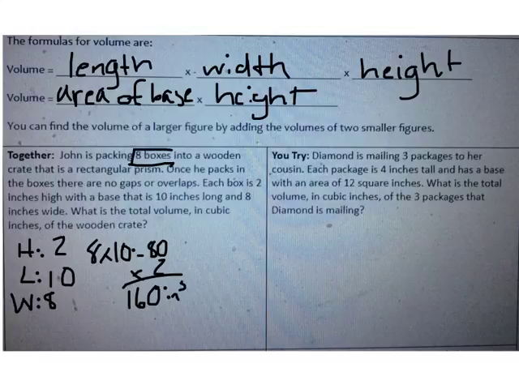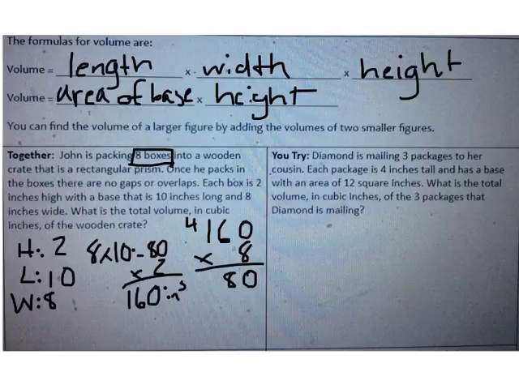Now I can multiply by 8 to find the total volume. 160 times 8. What's the total volume? Well, 8 times 0 is 0. 8 times 6 is 48. 8 times 1 is 8 plus 4 more is 12. So the answer is 1,280 cubic inches.